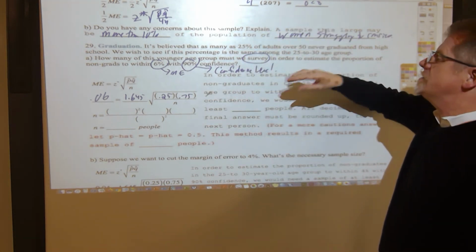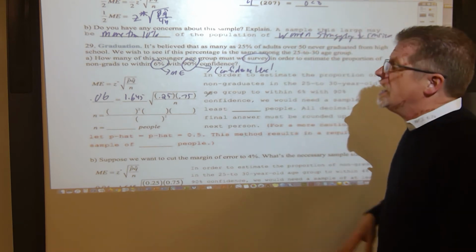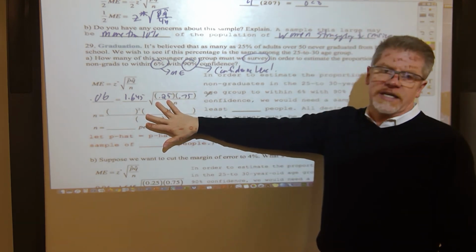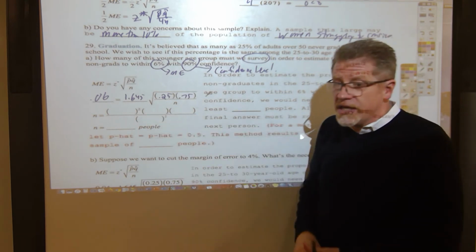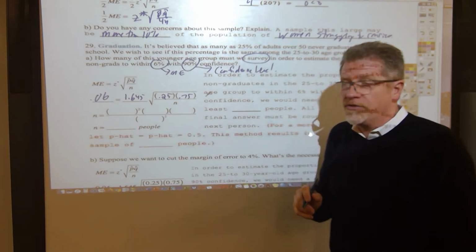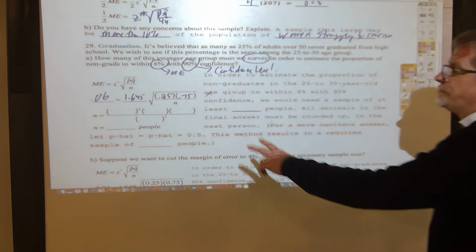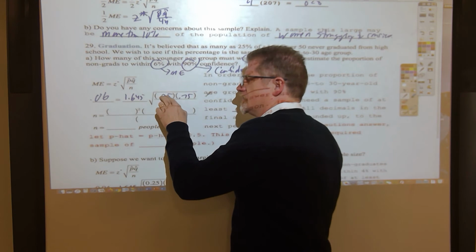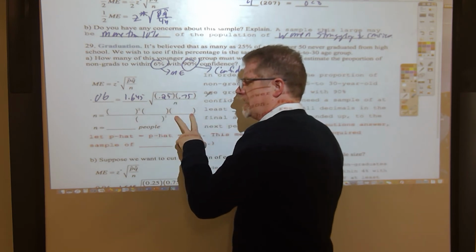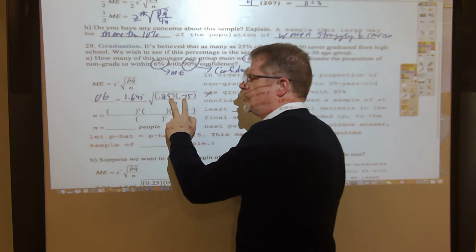Now, understand that what if you're doing this study for the first time? What if no one's ever answered this question for any age group? Then what would you use for p hat? Well, the most conservative answer is 0.5. Because if you think about it, what does conservative mean? We're going to find out that this stays in the numerator.